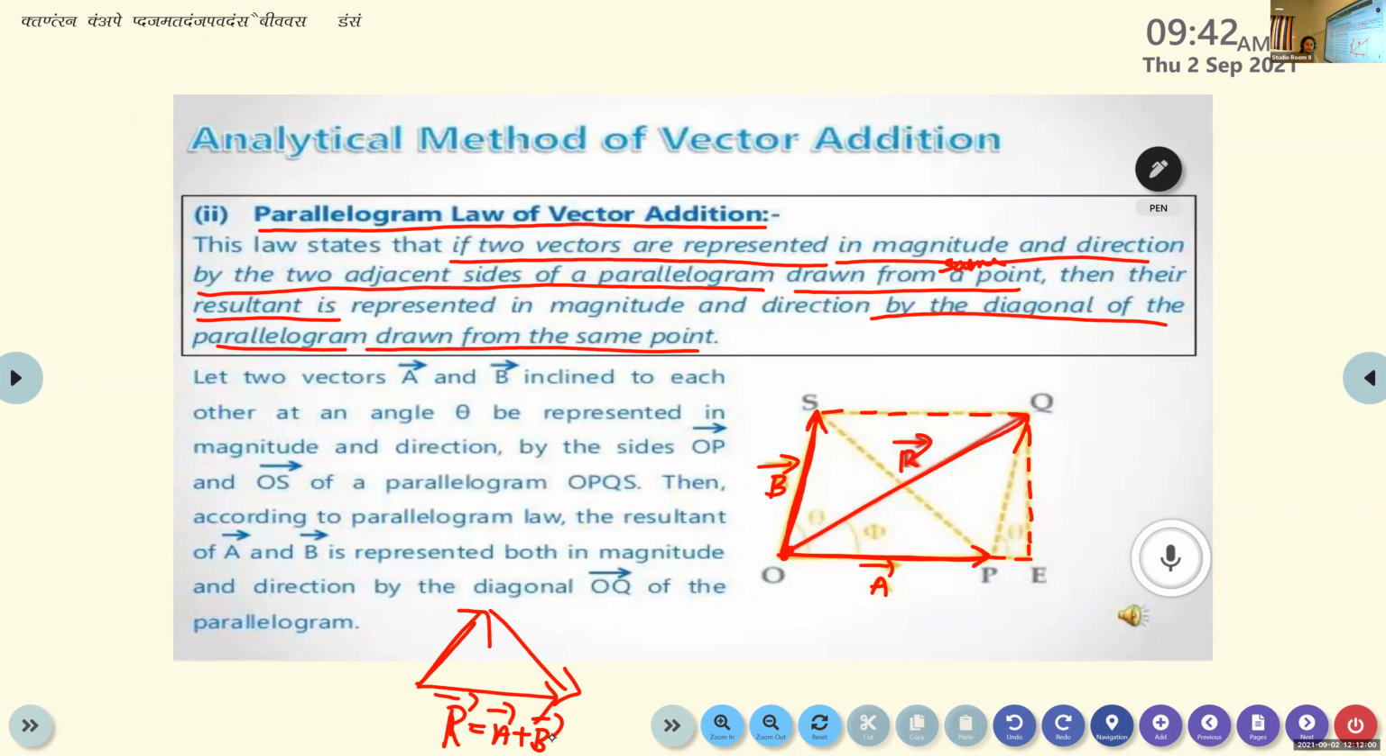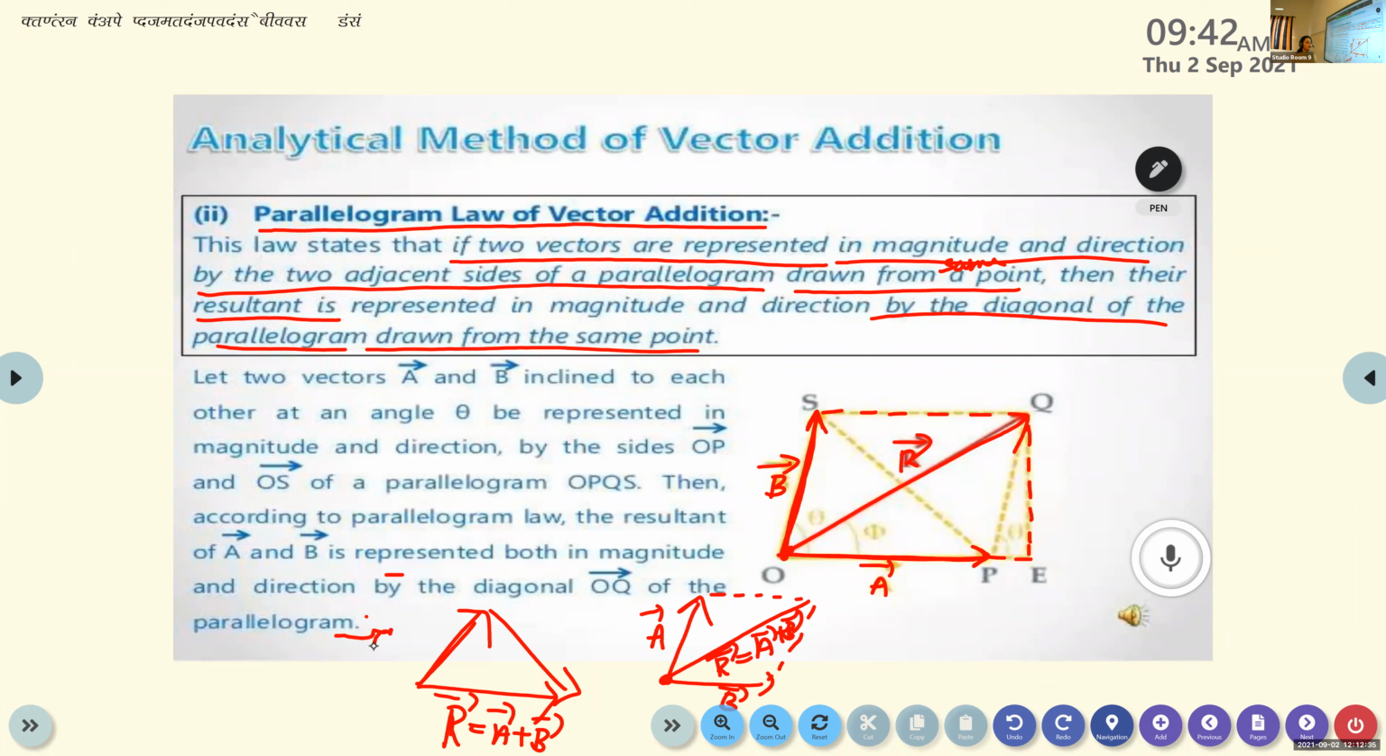But if the two vectors, here vector A and this vector B, start from the same point, they are co-initial vectors. In this case, we need to apply the parallelogram law to find the resultant vector. So you need to draw a parallelogram, and the diagonal of the parallelogram gives the resultant vector. Vector R is equal to vector A plus vector B. Is it clear?